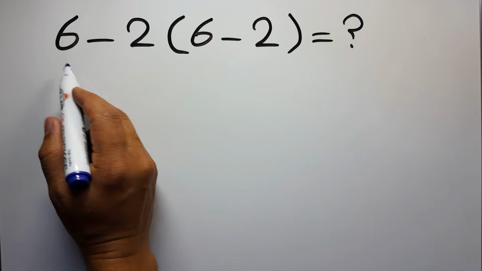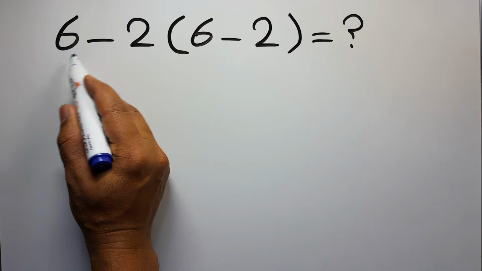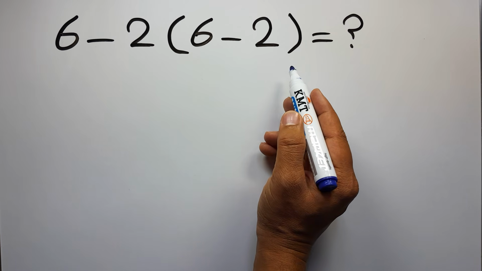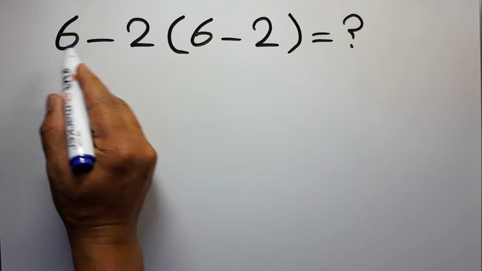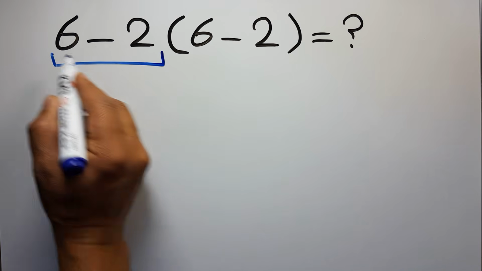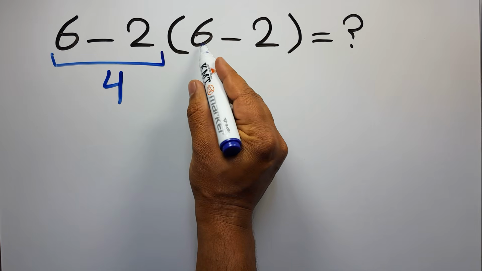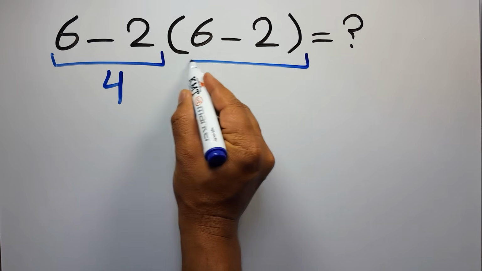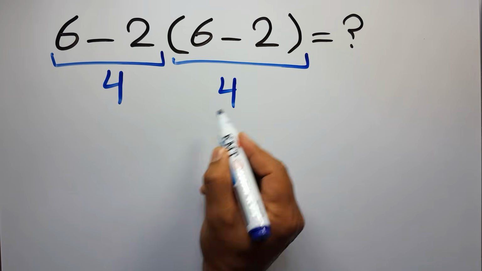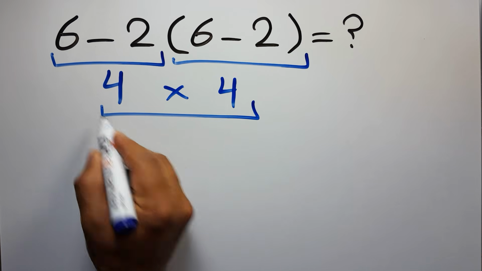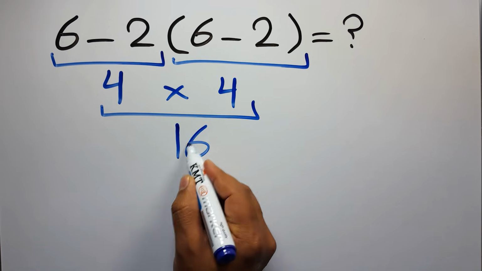In this video we want to find the value of this expression: 6 minus 2 times (6 minus 2). Are you ready to solve? Let's go and get started. 6 minus 2 gives us 4. And again here inside this parentheses we have 6 minus 2. So 4 times 4, which equals 16.